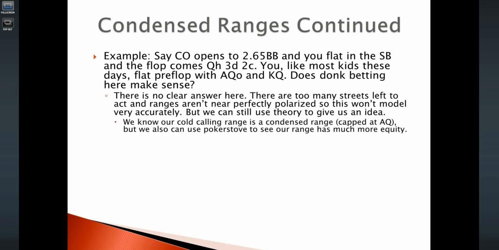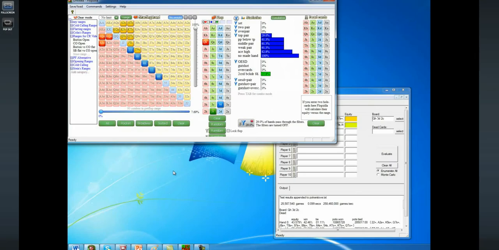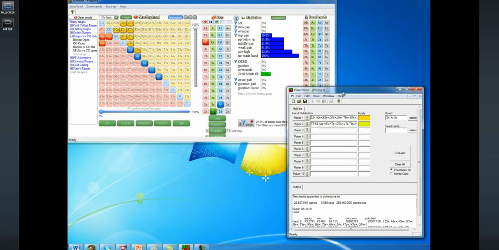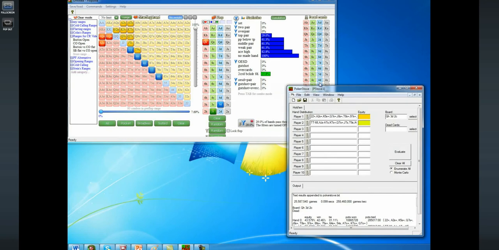Well, we know our cold calling range is a condensed range. It's pretty much capped at ace-queen, but we also can use Poker Stove to see if our range has more equity. So let's go ahead and do that real quickly. Okay, so I plugged both ranges into Flopzilla and into Poker Stove. So the first thing you're going to do is see how much equity each range has. Poker Stove can actually give you an answer for that, which is awesome.